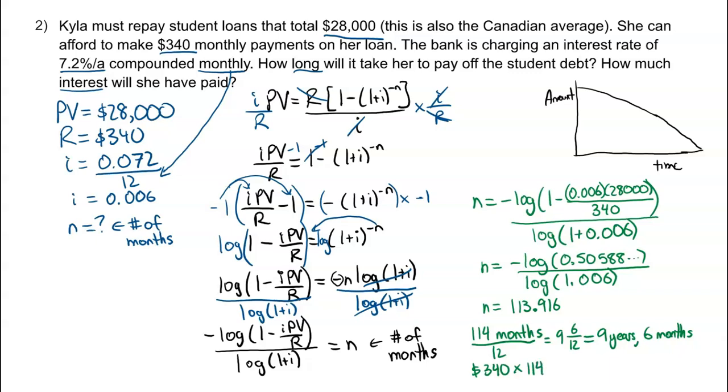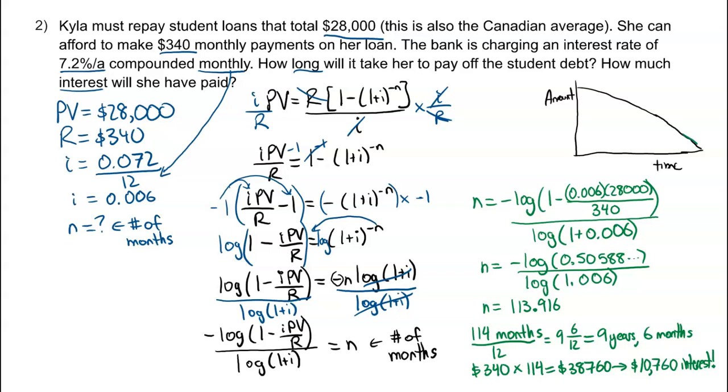Well, how much interest did they pay? How much interest did Kyla pay here? Well, she paid $340 114 times. The last time might be a little bit less than $340 because we didn't quite get exactly 114, but it's around this number. So she pays $38,760 back, and she only borrowed $28,000. So that means she almost had $11,000 nearly in interest that she had to pay.